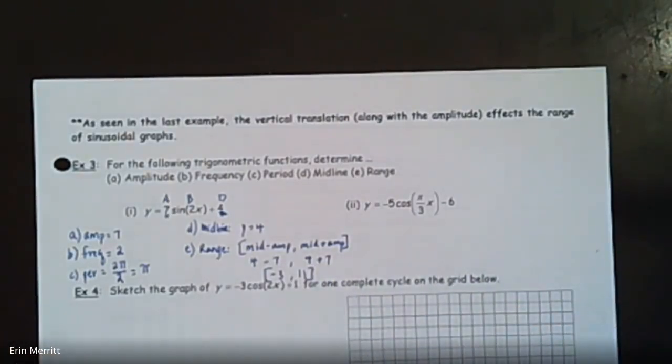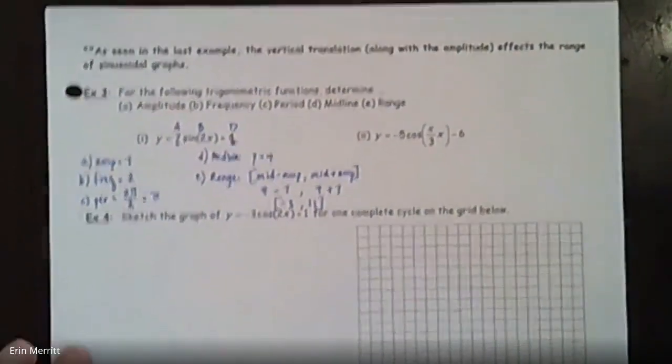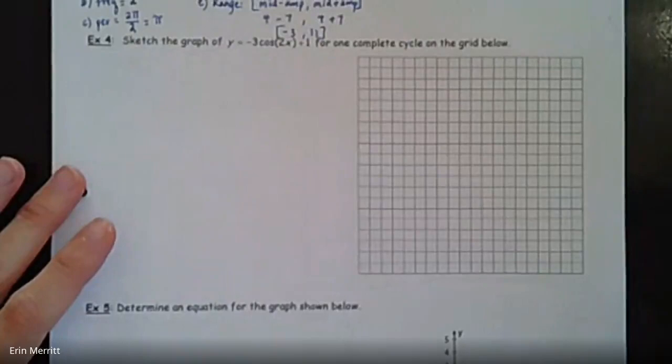For number 2, same type of thing. I'll let you guys try that one on your own. And you can check the answers on the website. Okay. What I would like to do is take a look at how do we graph this from start to finish now that we know all these pieces. This is where sometimes it can get confusing, all right?